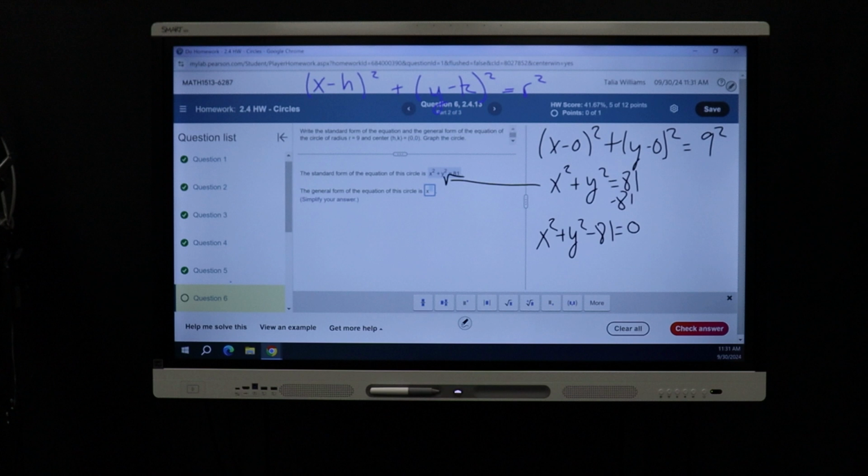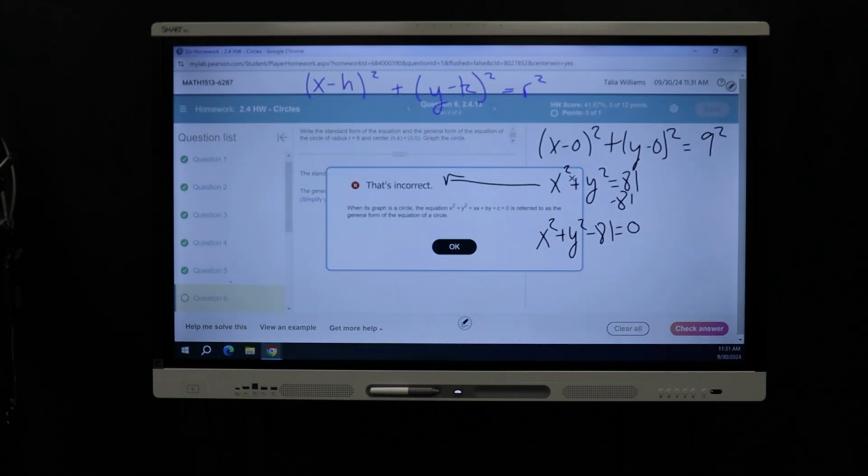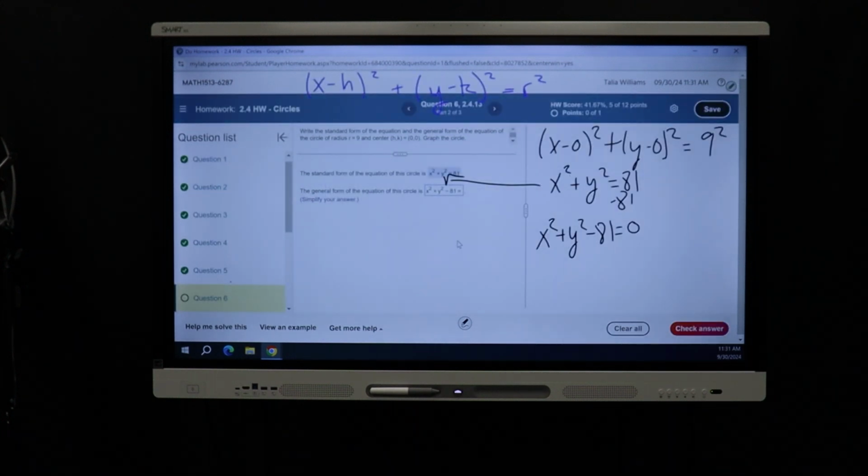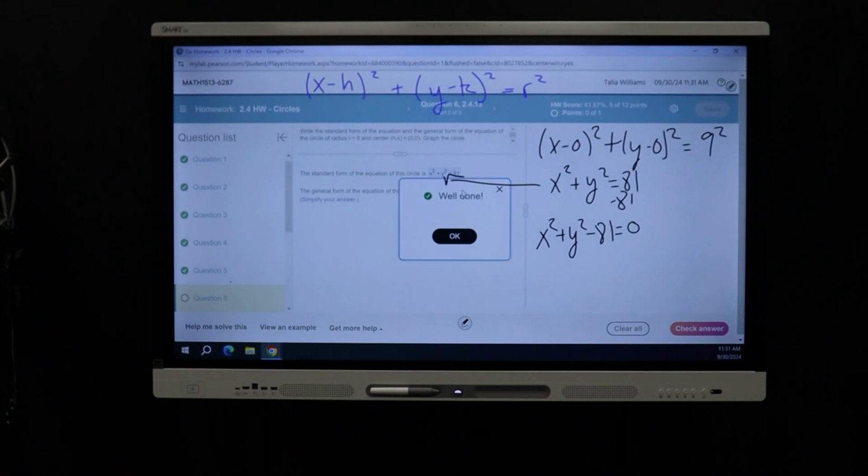Why did I say plus y squared? Wrote it down right, but I'm going to start talking in math. I didn't put 0. I was trying to put 0.